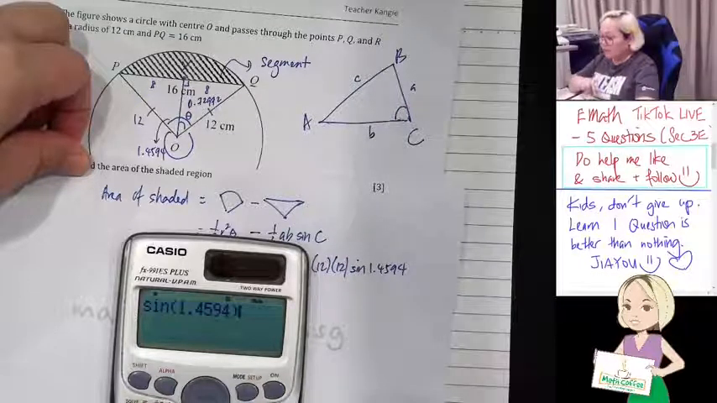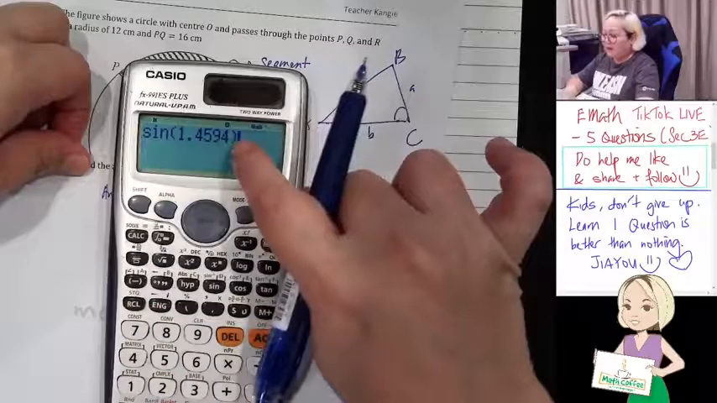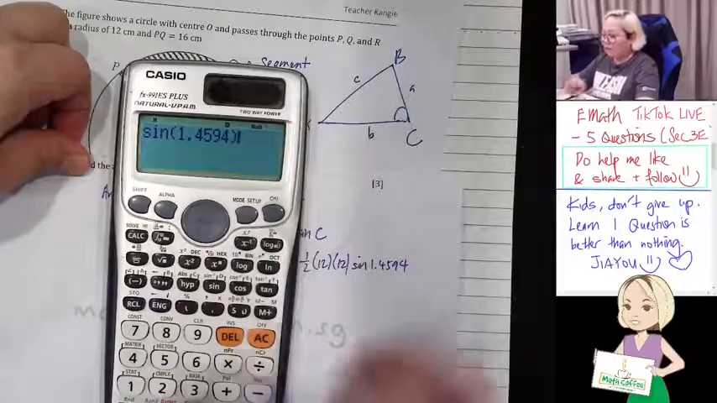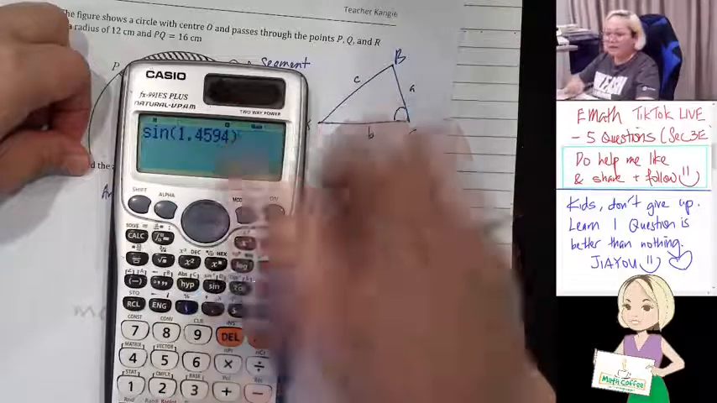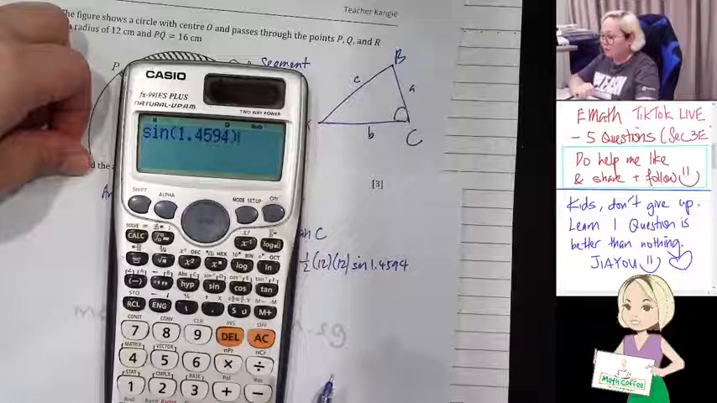Okay, so C is the angle. Over here, my angle is 1.4594. But you need to tell the calculator this 1.4594 is radian, not degree. And that's why you need to be in radian mode. You understand?